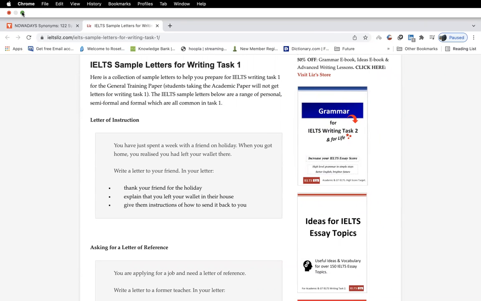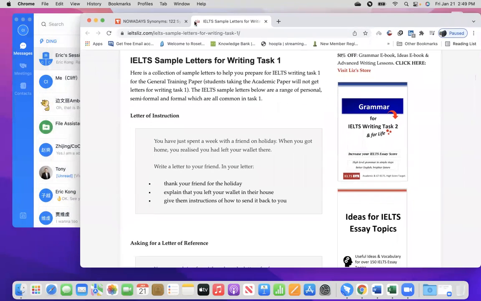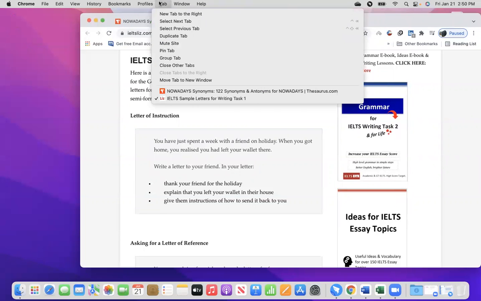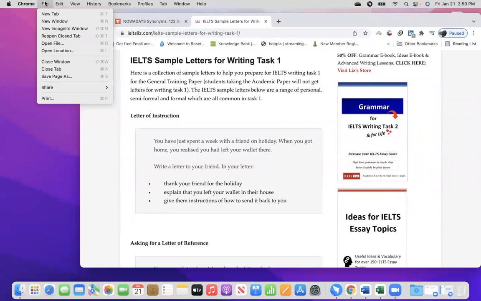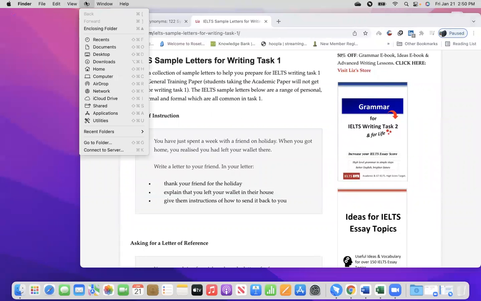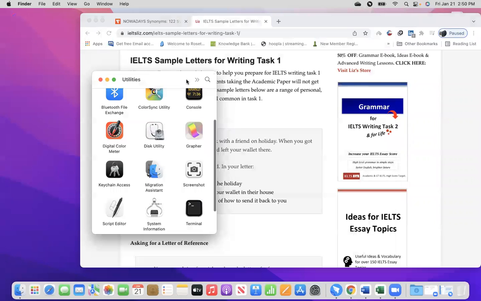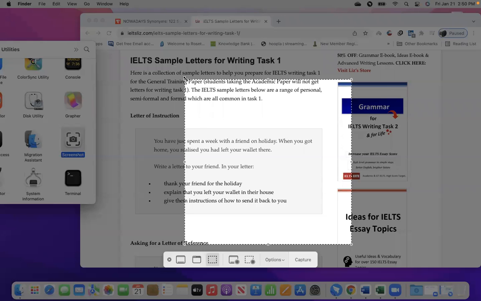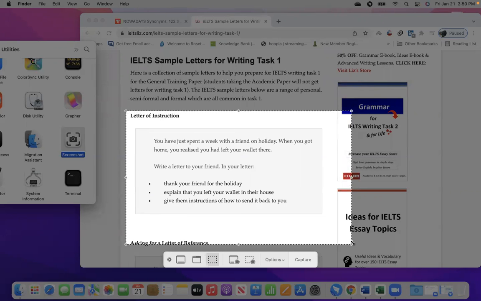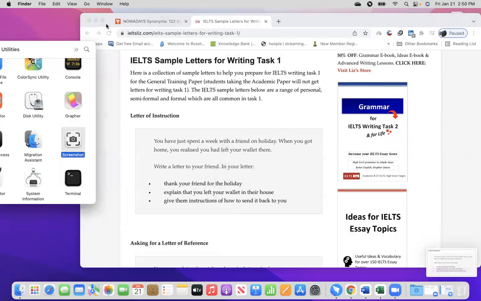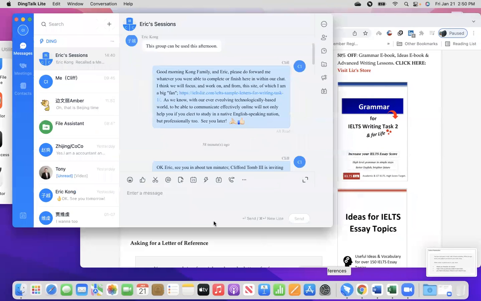So let me cut this out. Hold on a second. All this whole new system with Apple makes it, I'm learning this as I'm going, right? It's new to me. Hold on. Oh, I want to go to utilities. There we go. Okay, and this is a new screenshot here too. All right, and then capture. And then I'm going to send it to you in DingTalk.